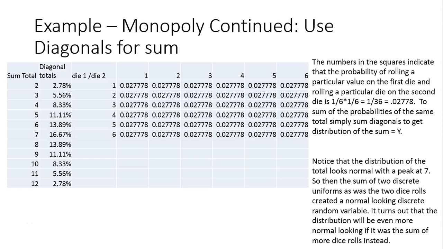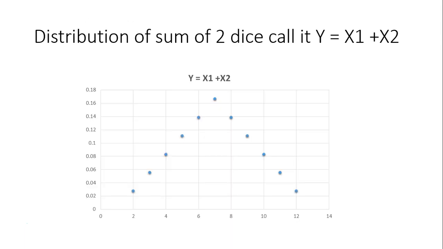Okay. Let's move on. So you got the logic here. Just make sure you got the logic of what you're doing here. Again, this is very important. And the distribution of the sum of the two dice, call it Y in this case, I chose another random variable name, is going to look something like this. Again, it looks a little bit like a normal. This is okay, just keep that in mind.